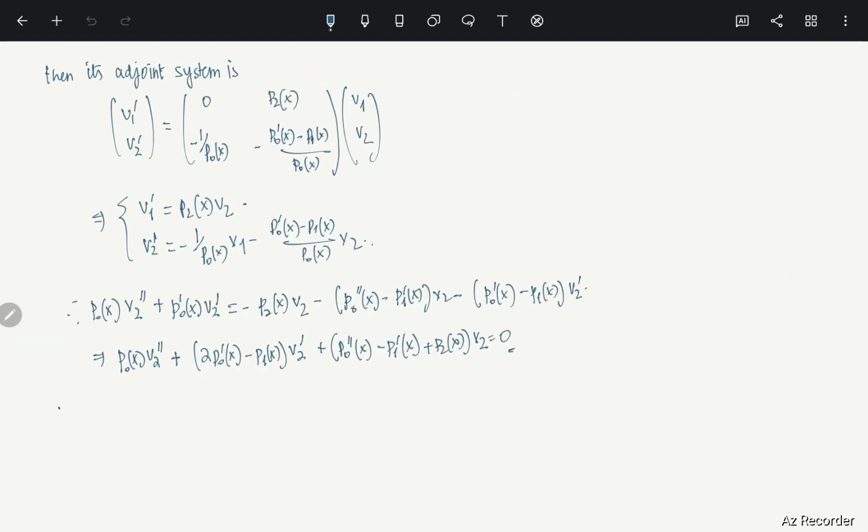Right. Now let's look at a definition. We'll put a definition here. You see, the thing is, 1 is said to be self-adjoint.